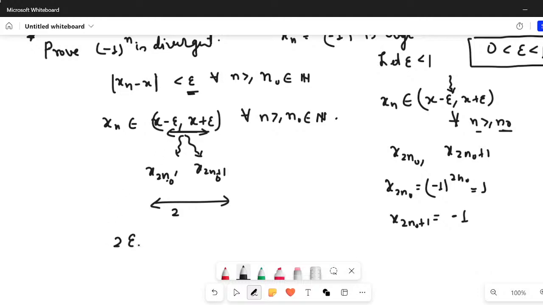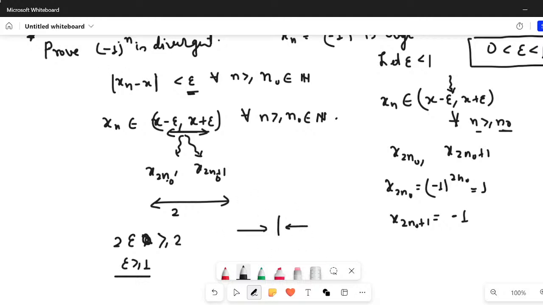So your 2 epsilon must be greater than or equal to, at least this particular width, which is 2. What does it imply? Your epsilon should be greater than or equal to 1. And what did we assume? Epsilon should be less than 1. So here I arrive at a contradiction.